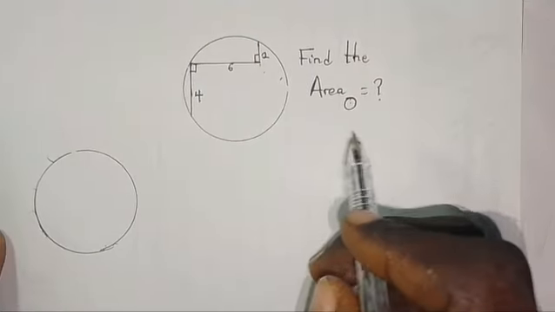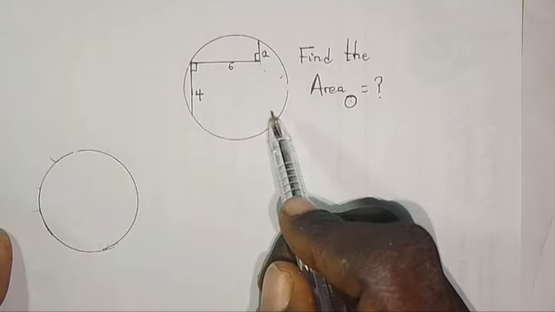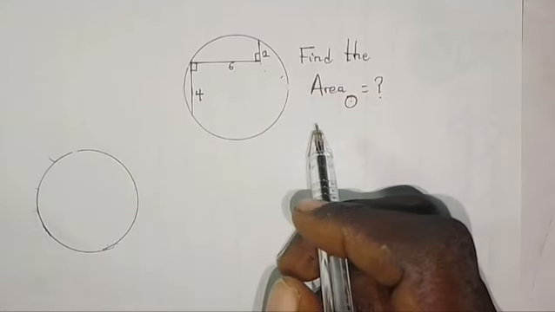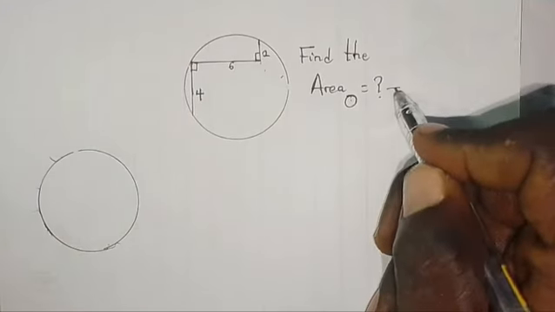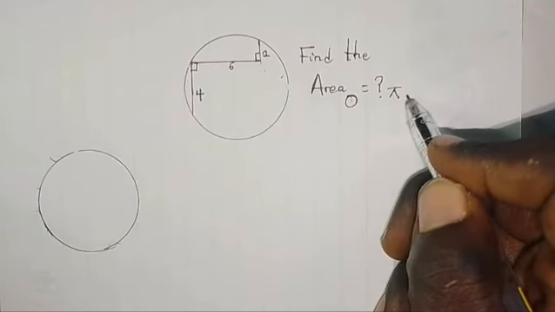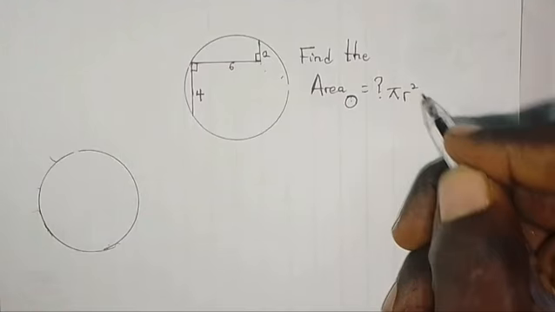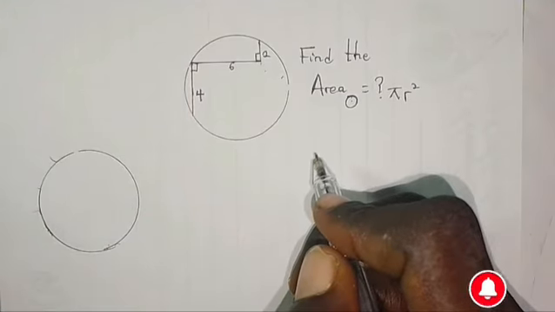So now, from this question, we are asked to look for the area of the circle. But to do that, you know that we need to find our radius since the area of a circle is equal to pi r squared, right? So how do we do that?